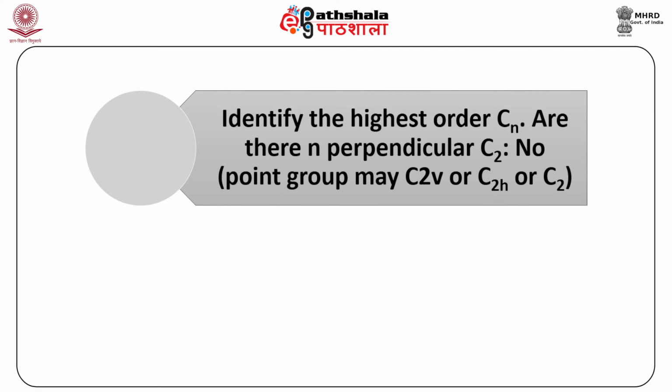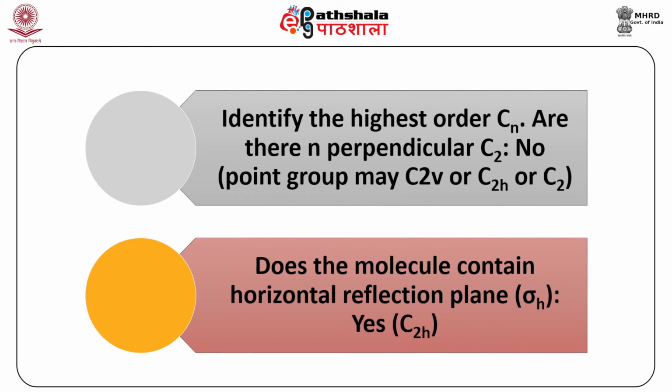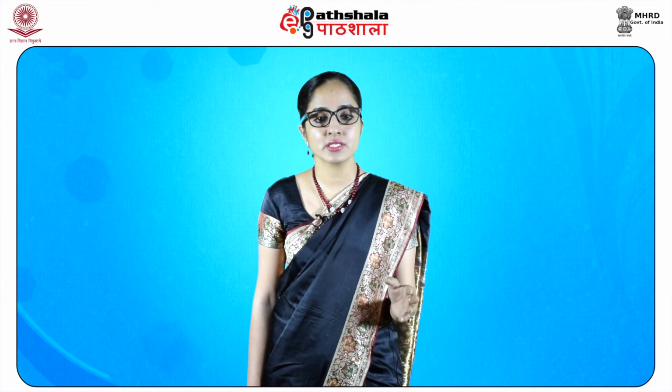Now the next question is, are there any n perpendicular C2 axes? The answer is no. Thus, the three choices again, just like the water molecule, C2V, C2H and C2. Now the question is, does the molecule contain a horizontal reflection plane? Now the answer to this, which is different from the water molecule, is yes, it does. It contains a sigma H reflection plane, a horizontal plane. So obviously C2V is ruled out and C2 is ruled out. Thus the point group here will be C2H.